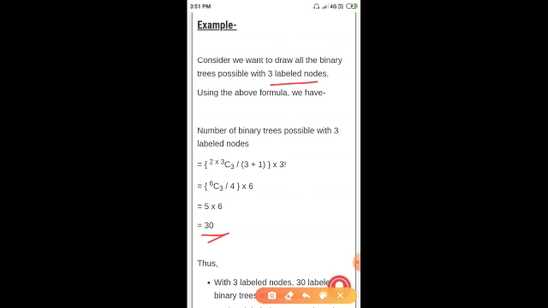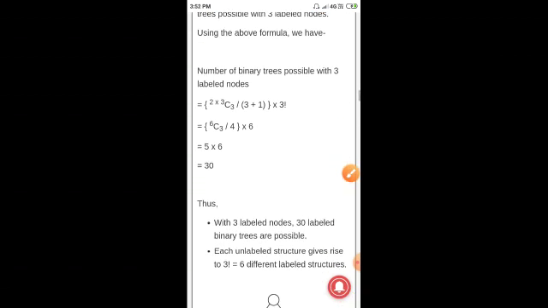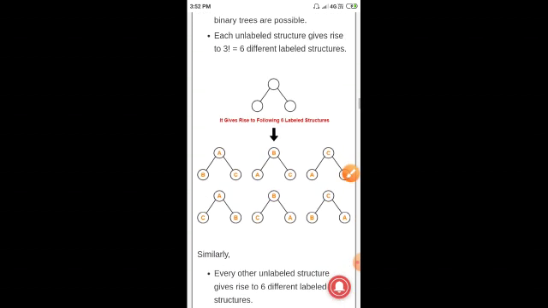So what are the 30? Already we know these are the different ways to draw with the 3 labels. Now I'm taking A, B, C. With this, how many binary trees can we form? We'll see, one by one. With the 3 labeled nodes, at least 30 labeled binary trees are possible. Each unlabeled structure gives rise to 3 factorial, so that is 6 different labeled structures.